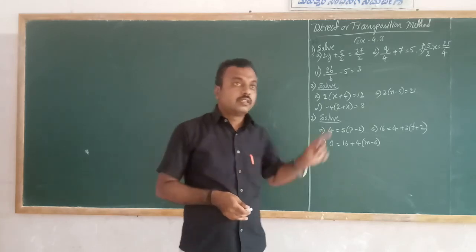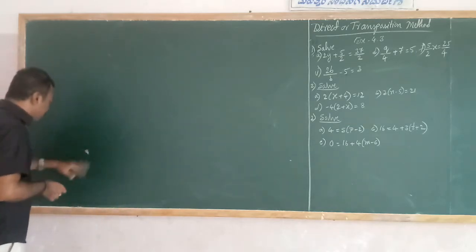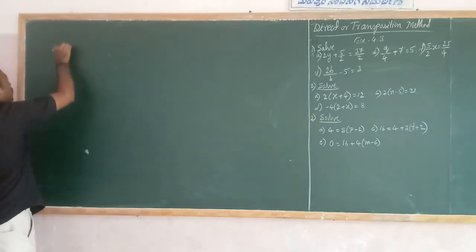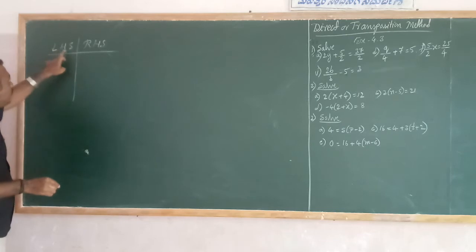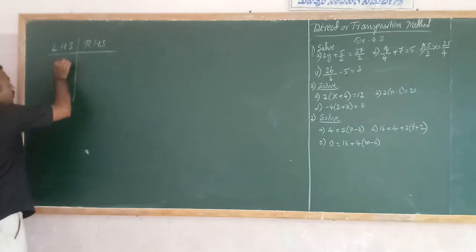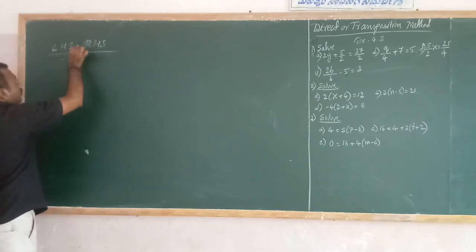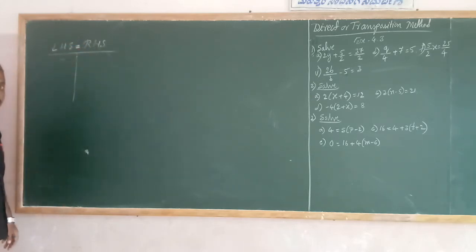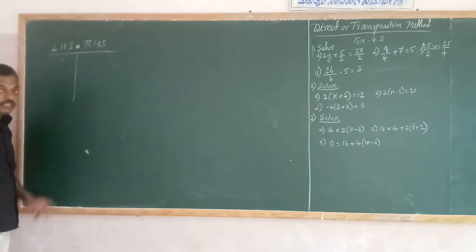So today we are going to discuss this method. Before going to the exercise, I will show some more examples. See, first there are LHS and RHS terms. LHS means left hand side, RHS means right hand side. This is very important. In between LHS and RHS there is the equal to sign. The left of the equal sign is called the LHS, and the right side of the equal sign is called the RHS, the right hand side.